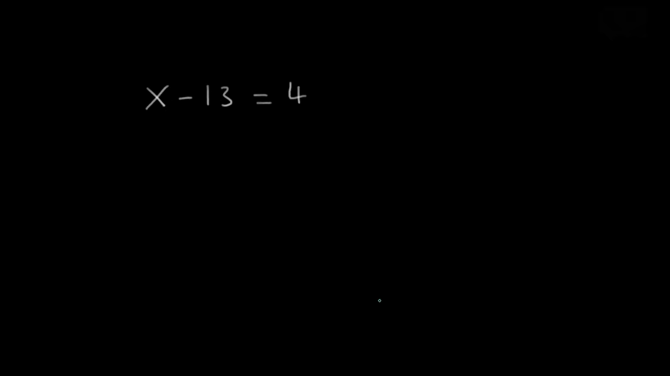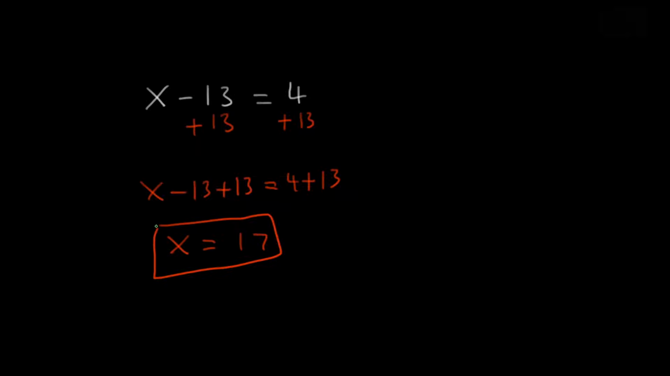Simple enough. Okay, here's another one. x minus 13 equals 4. In this case, we want to get rid of the minus 13. So we're going to add 13 to both sides. That's going to give us x minus 13 plus 13 equals 4 plus 13. 13 minus 13 is 0, so we get x on the left, and 4 plus 13 is 17. So that means x is equal to 17.